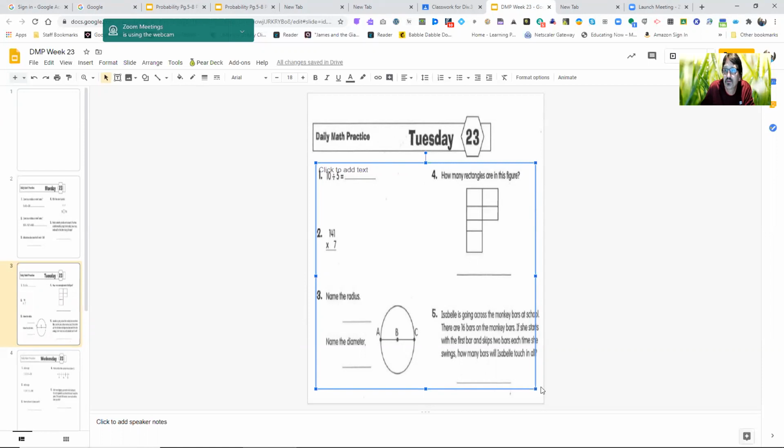Isabel is going across monkey bars. At school, there are 16 bars on the monkey bars. She starts with the first bar and skips 2 bars each time she swings. How many bars will Isabel touch in all? Well, one of the students says she shouldn't be touching any of the bars because it's Corona and playgrounds are shut down. But this is a theoretical question.